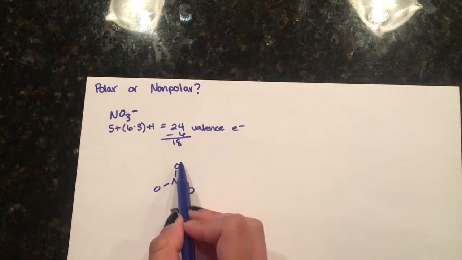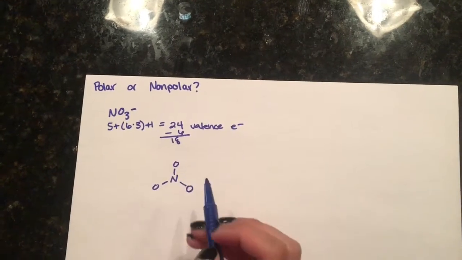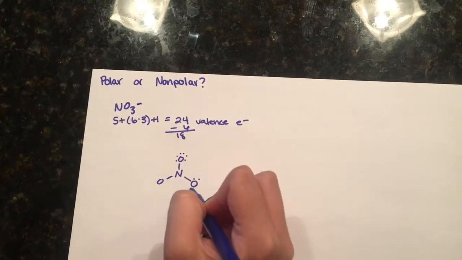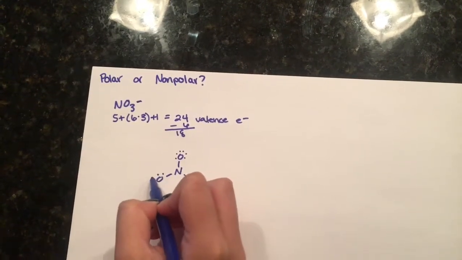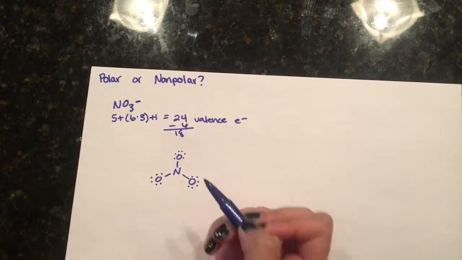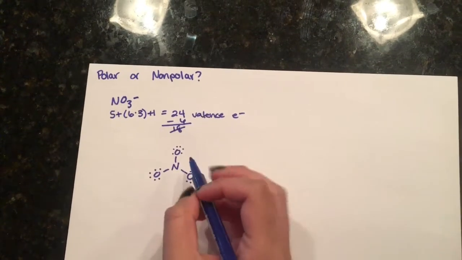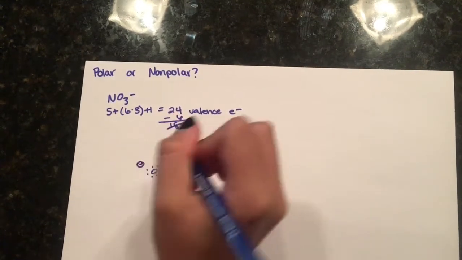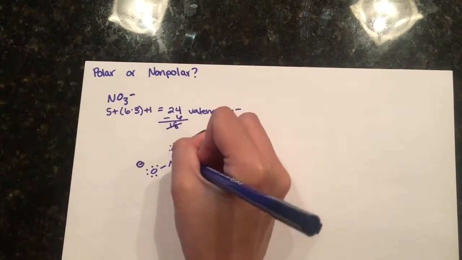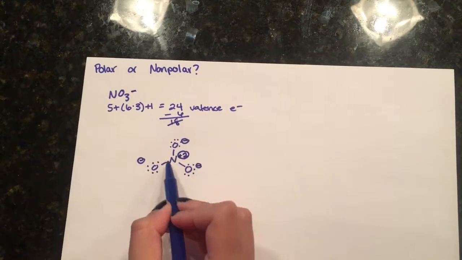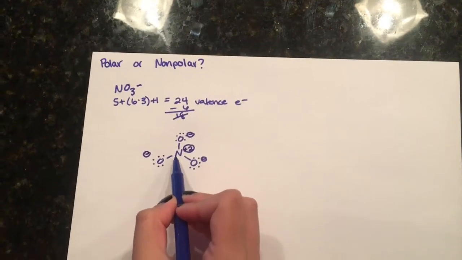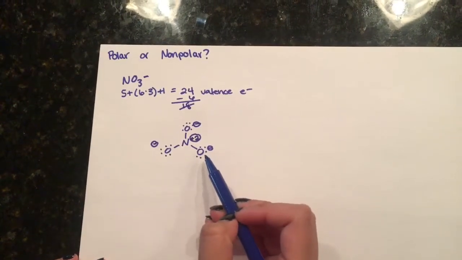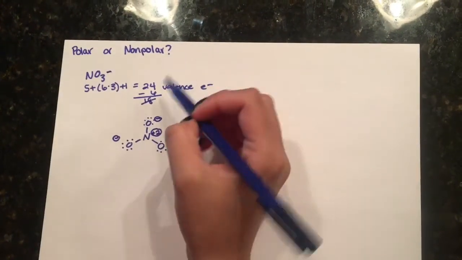Now I'm going to fill in the electrons on all the oxygens and see what we're left with. 1, 2, 3, 4, 5, 6, 7, 8, 9, 10, 11, 12, 13, 14, 15, 16, 17, 18. So we used up all of our valence electrons. Now we're left with negative formal charges on all of the oxygens and a +2 formal charge on the nitrogen. The nitrogen also has an unfilled octet, which we know is not good. So this is definitely not the best resonance structure that we can draw for this molecule.